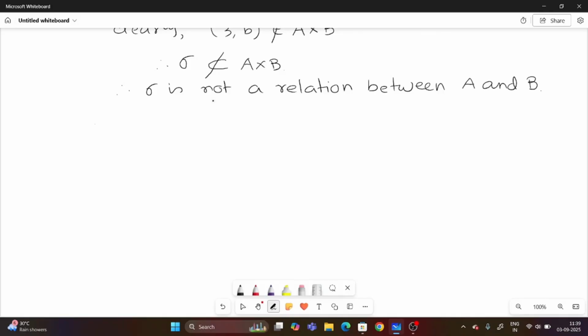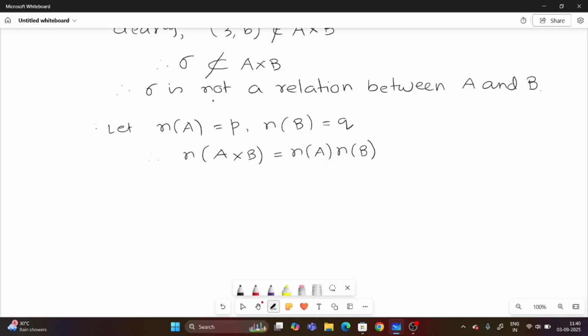Next, we have to find the number of relations between any two sets. Let the set A have P elements and the set B have Q elements. Therefore, we can say the number of elements belonging to the set A cross B is the product of the number of elements in A and the number of elements in B. That means P into Q.